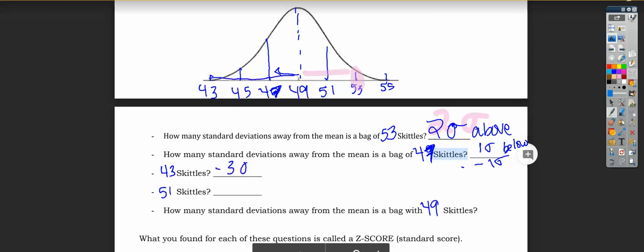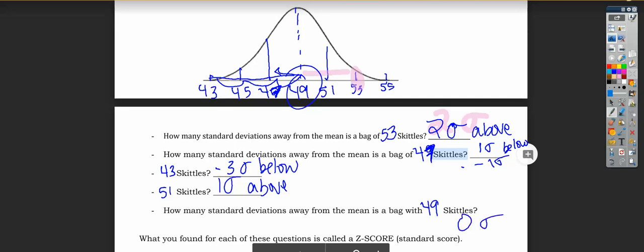And you can think of standard deviations like units of measure, so inches, feet, meters. I'm going 1 step, 2 steps, 3 steps away. 51 Skittles, that's one standard deviation, and I can say again above or below, or I can just denote them with positives and negatives. And then it says how many standard deviations away from the mean is 49? Well, 49 is the mean. So how many standard deviations away? Well, that's 0 standard deviations away.